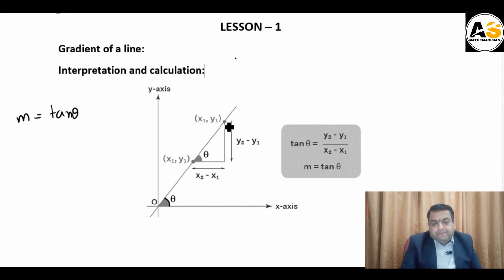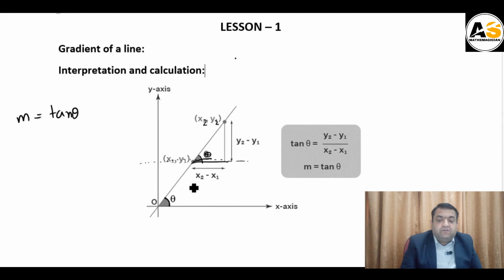Now you see this line. I have spotted its 2 points. This point is x1, y1 and this point is x2, y2. So you see, if I draw a line parallel to the x-axis over here, this angle will be the same as the angle this line forms with the x-axis. So I am taking tangent theta from this graph.